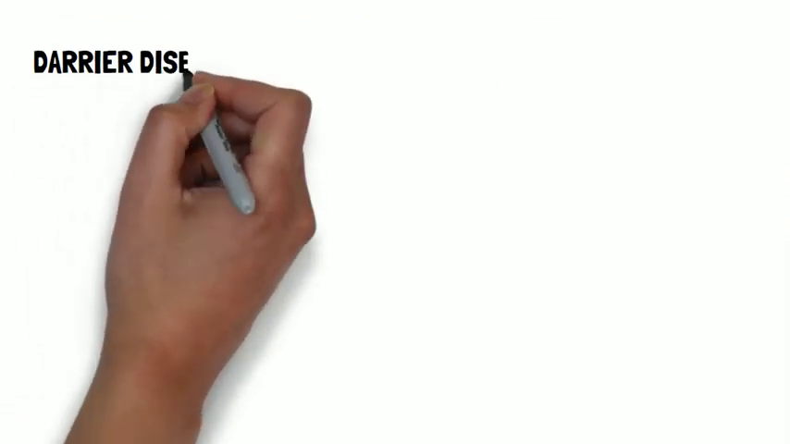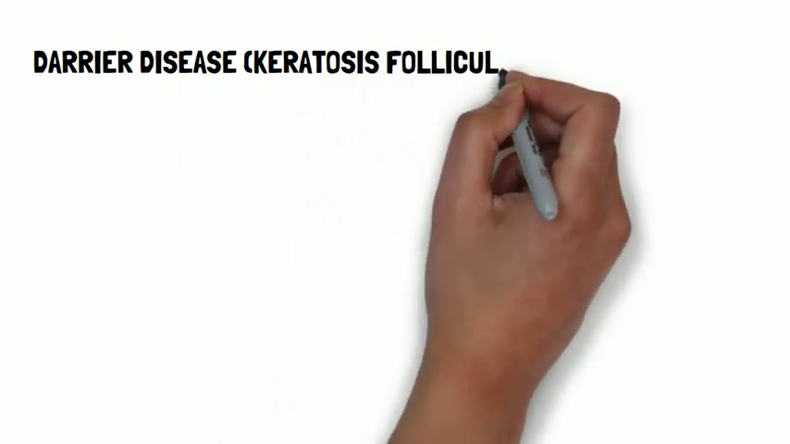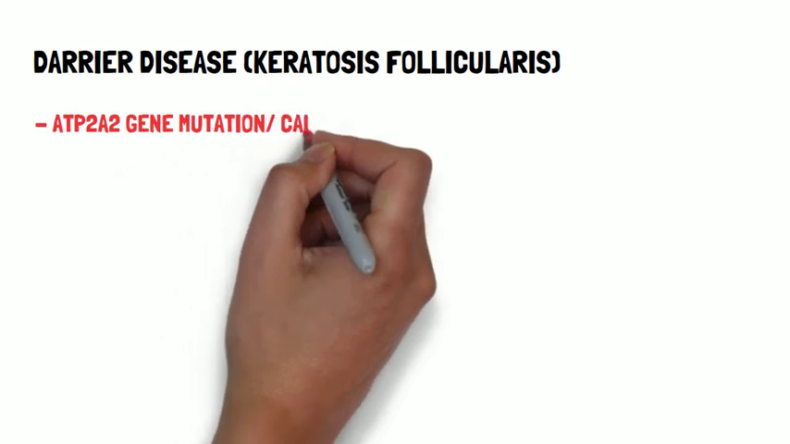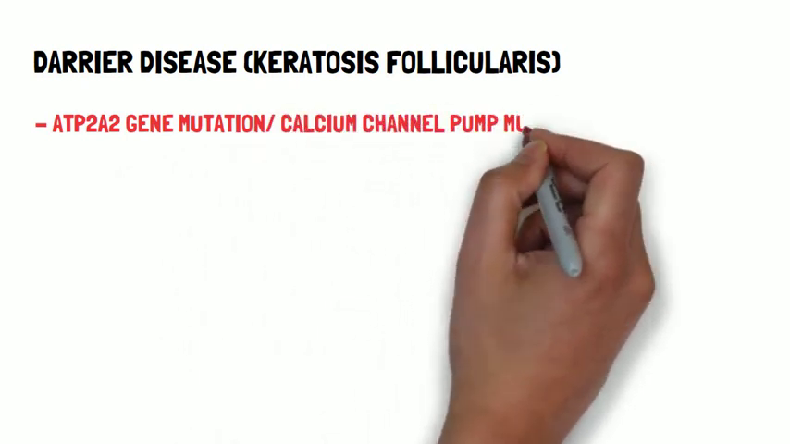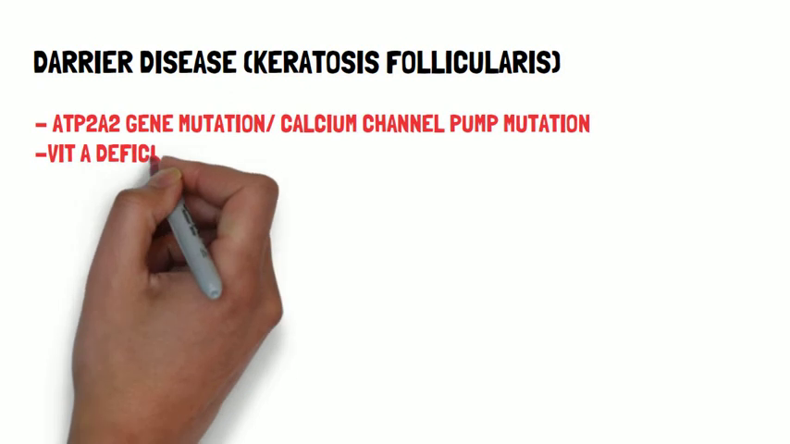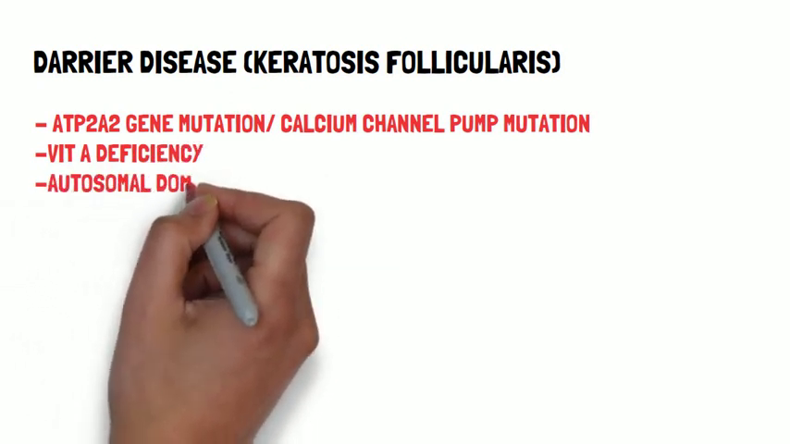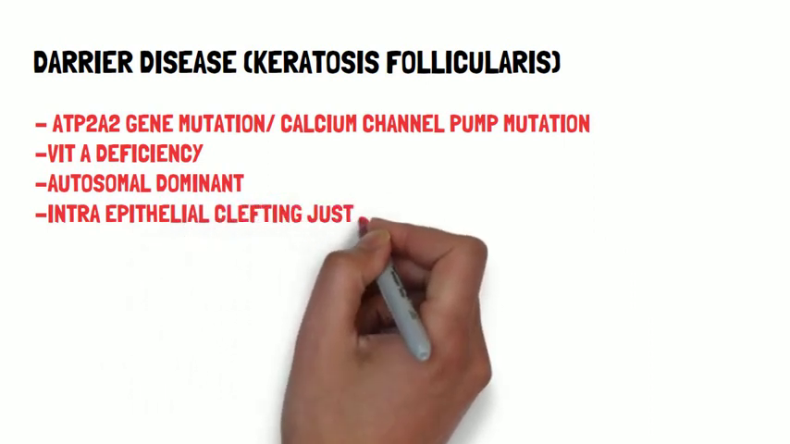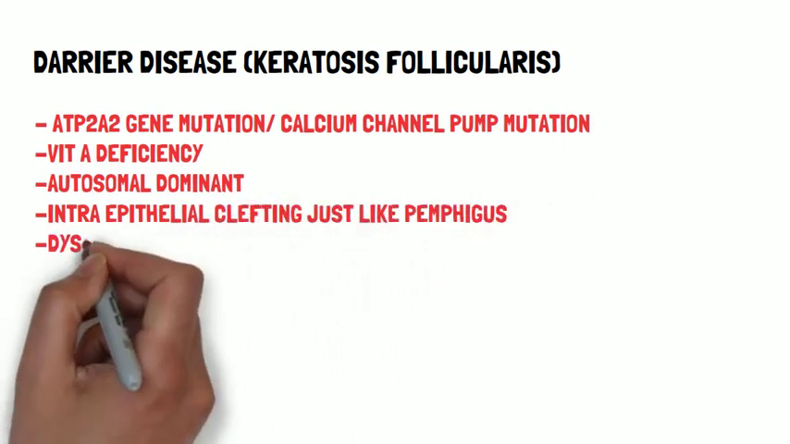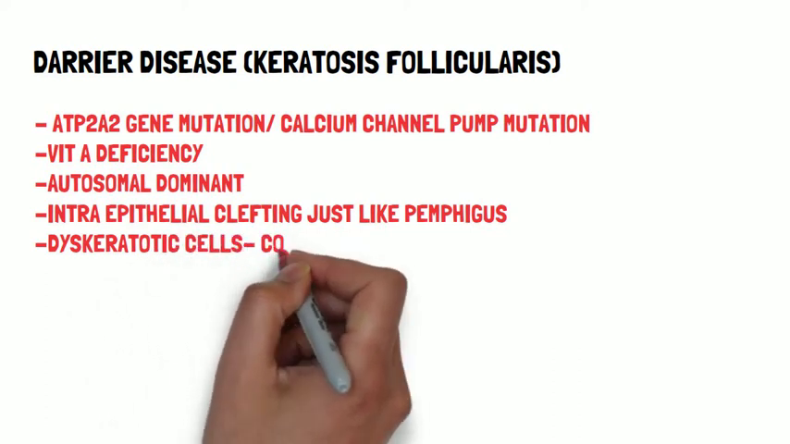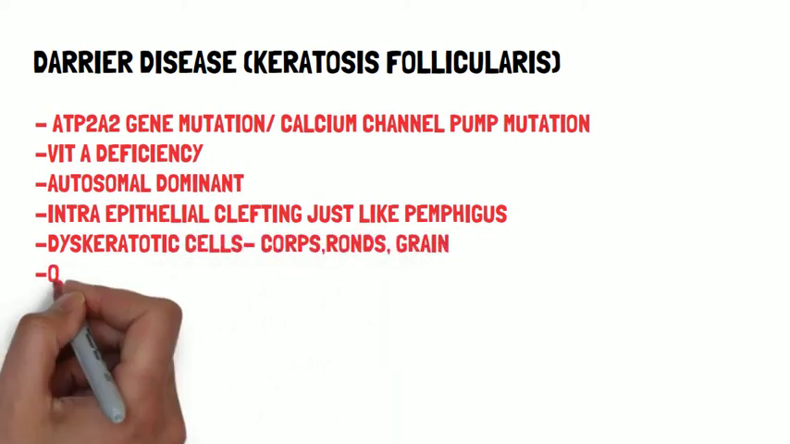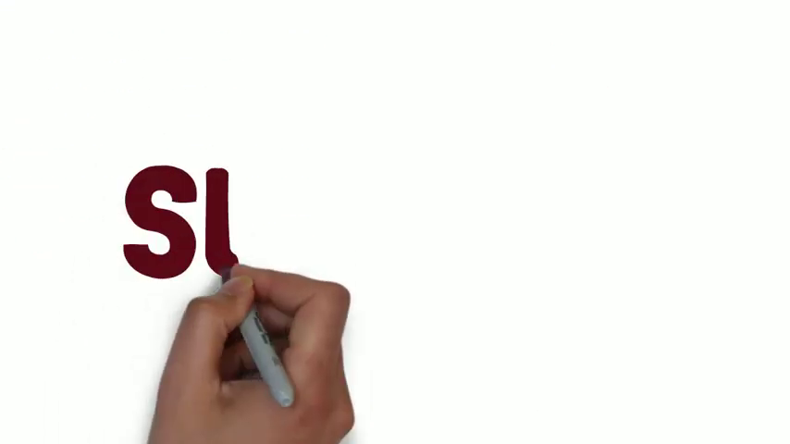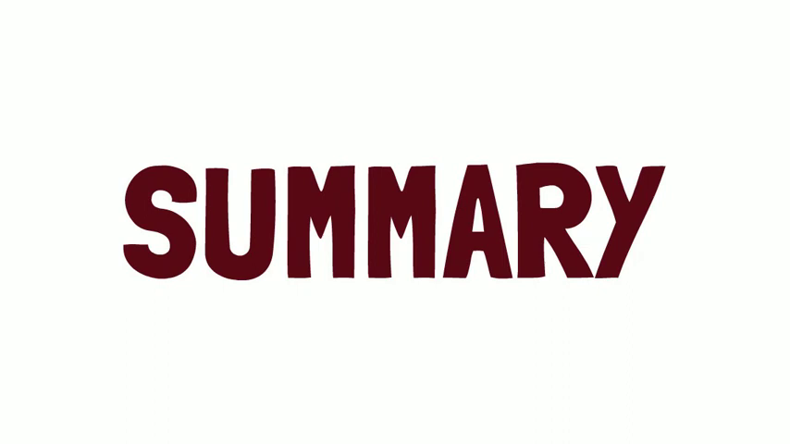Then we go on to Darier disease. Darier disease is due to ATP2A2 gene mutation, or a calcium pump mutation. It also occurs due to vitamin A deficiency. Now D for Darier and D for dominant. So it is autosomal dominant. It shows intraepithelial clefting like pemphigus, and the dyskeratotic cells in Darier disease are known as corps ronds and grains. It shows acantholysis just like pemphigus. And the oral manifestation of Darier disease is a shiny papule.